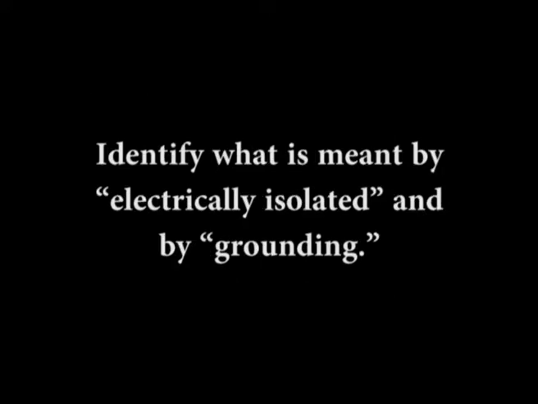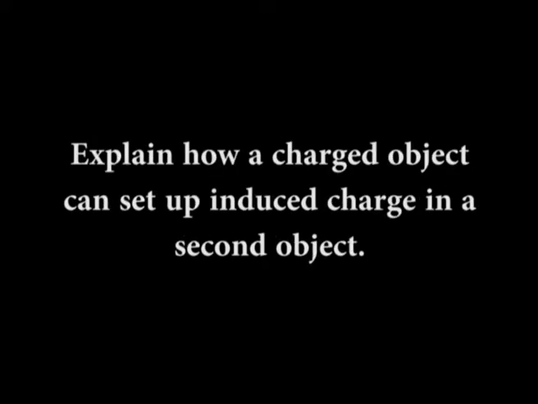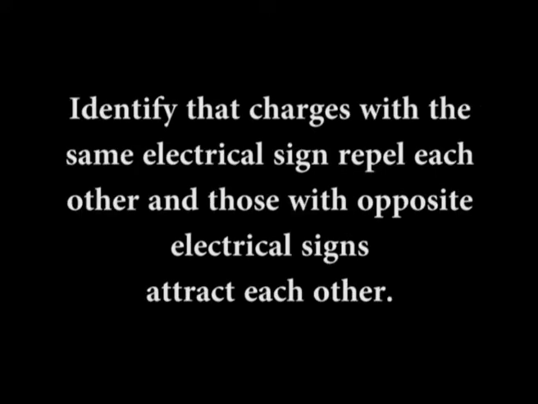Identify what is meant by electrically isolated and by grounding. Explain how a charged object can set up induced charge in a second object, and identify that charges with the same electrical sign repel each other and those with opposite electrical signs attract each other.